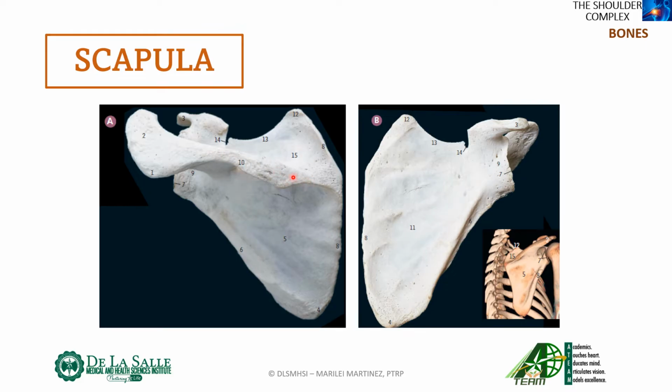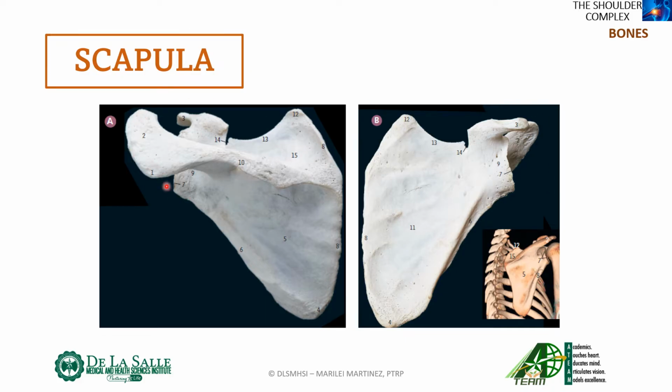As it goes superiorly and laterally, it becomes the acromion process, which articulates with the clavicle to form the acromioclavicular joint. Next, we have here the coracoid process, then the margin of the glenoid fossa. The glenoid fossa articulates with the humeral head to form the glenohumeral joint. Therefore, this side is the lateral side.